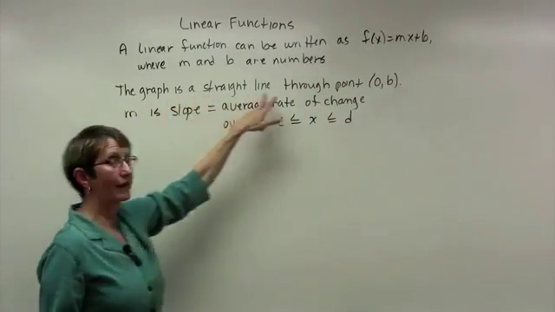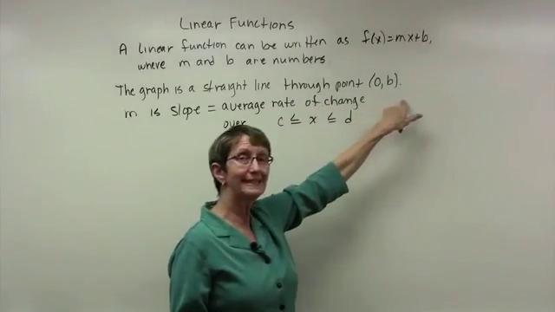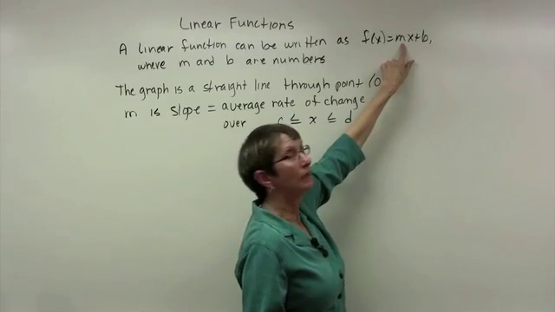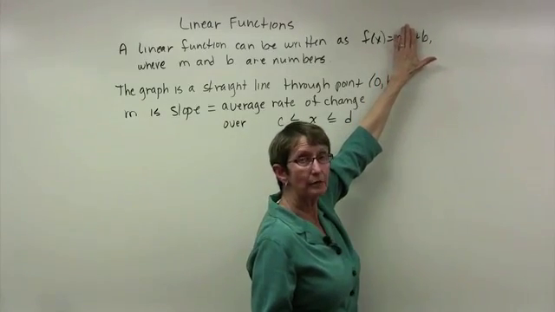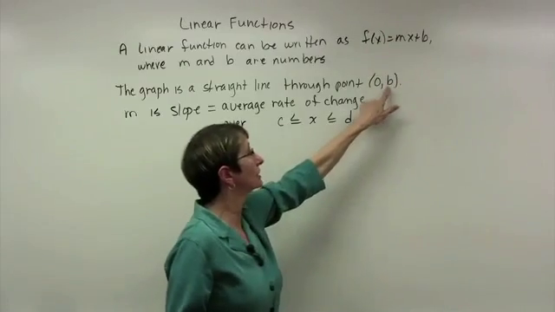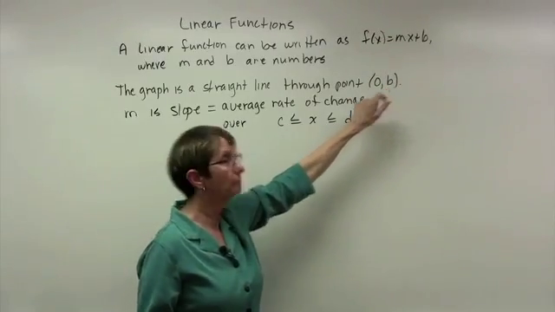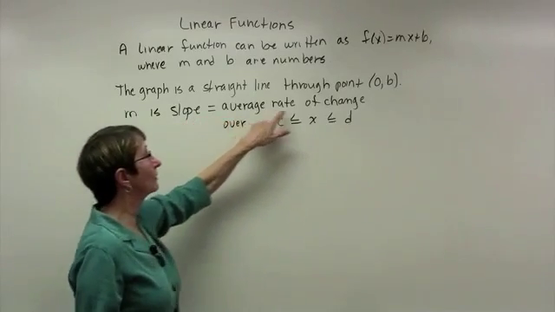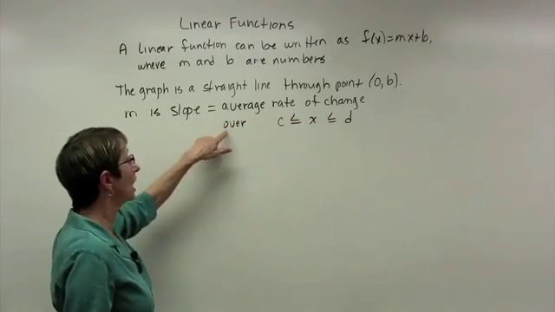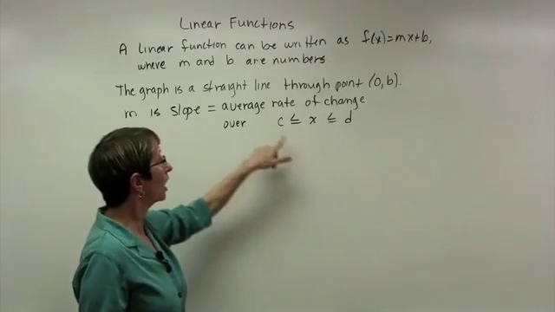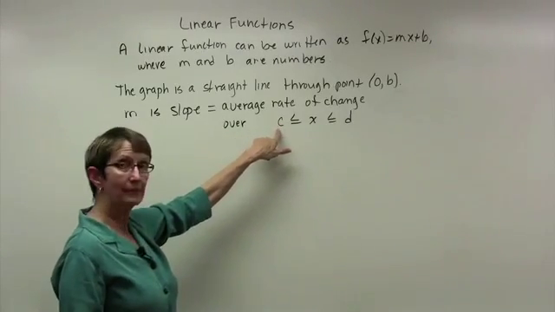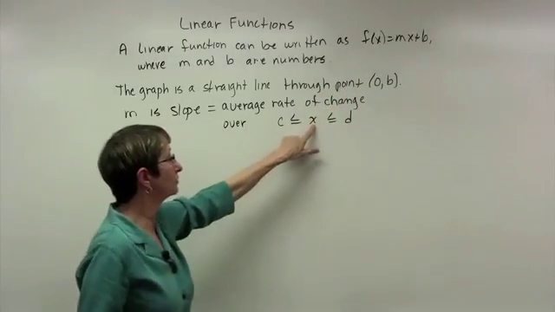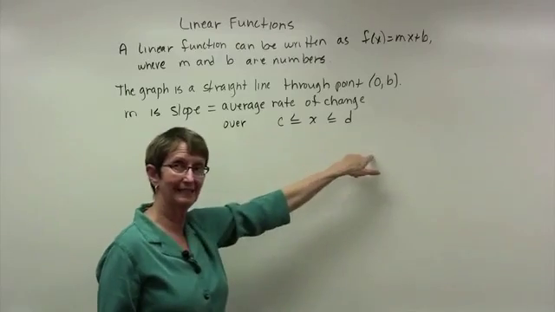The graph is a straight line through the point (0, b). So if x is equal to 0, m times 0 is 0, and we're left with f of x equals b, or y equal to b. M is slope. Slope is also equal to average rate of change over an interval, and we'll call this interval from x equal to c to x equal to d. So our letter x goes between c and d.